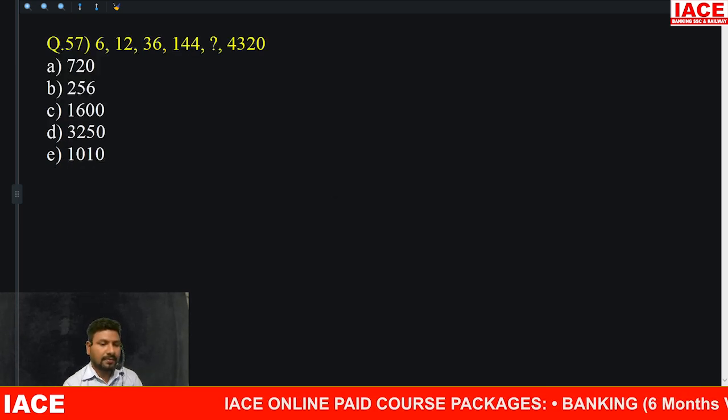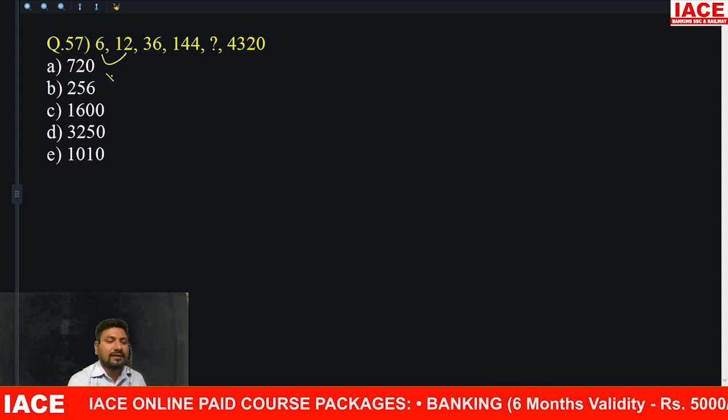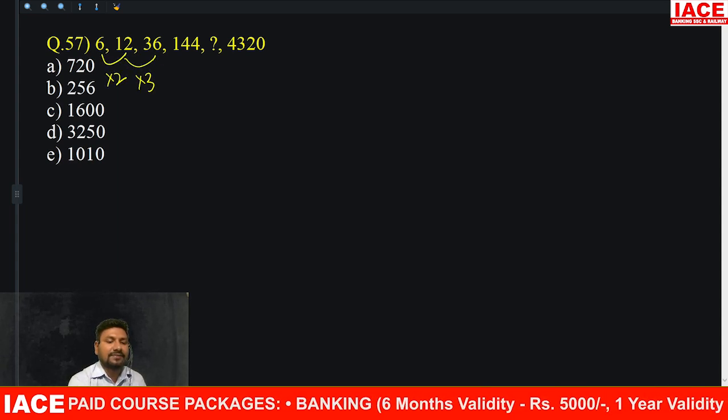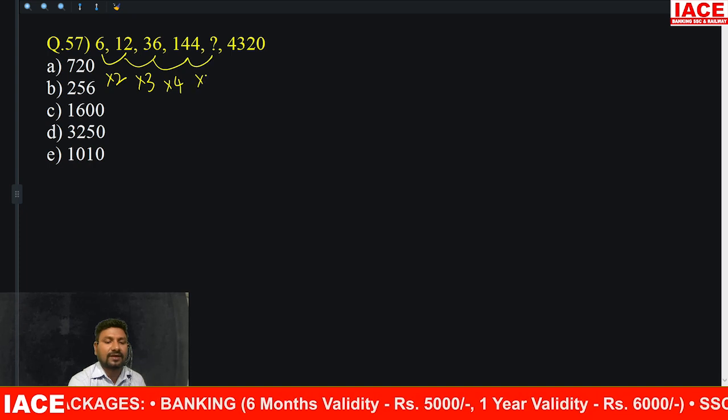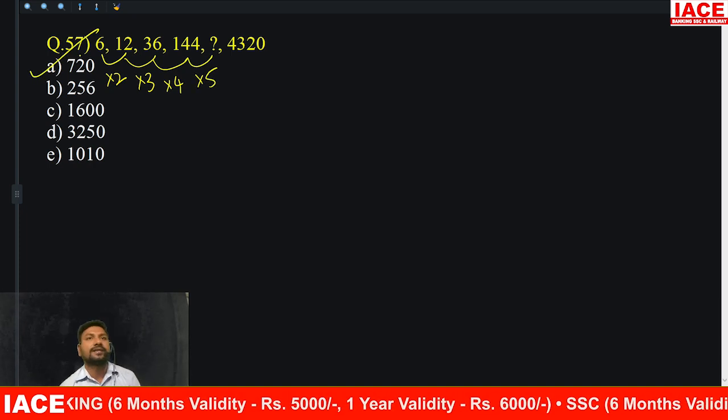Next. 6 to 12, 2 times, 12 to 36, 3 times, 36 to 144, 4 times, and 144 times 5 is equal to 720. Option A.